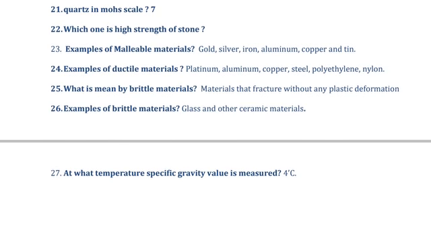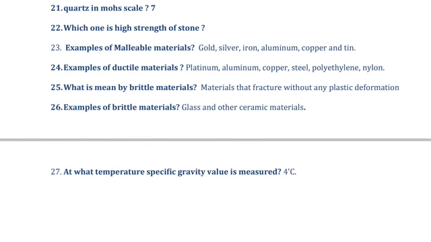And the 23rd, that is a very important one, examples of malleable materials. Gold is the most malleable material, and also silver, iron, aluminum, copper and tin. But exceptionally, gold is the most malleable material. And the 24th one, examples of ductile materials: platinum, aluminum, copper, steel, polyethylene, nylon, etc. And platinum is the most ductile material.